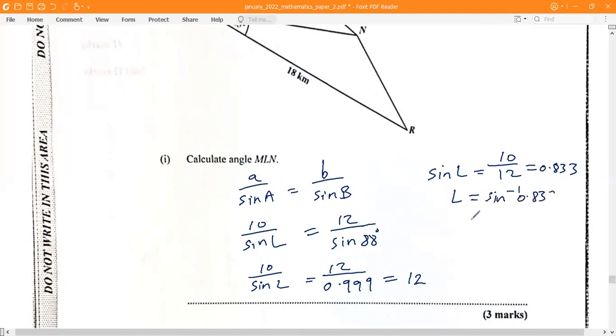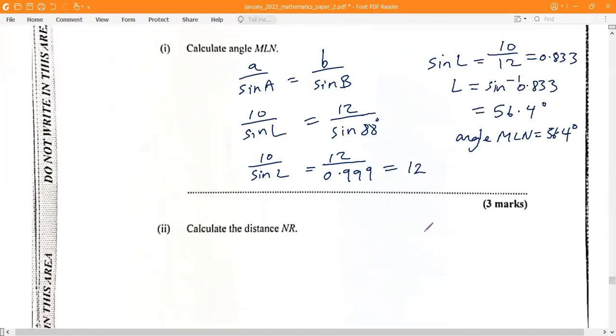Remember, we are using our calculators. So shift sine 0.833, or second function sine 0.833, and we get 56.4 degrees to one decimal place. So angle MLN is equal to 56.4 degrees to one decimal place.